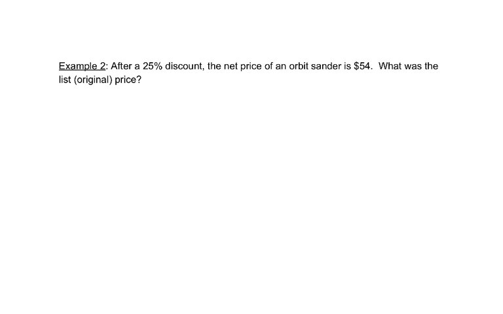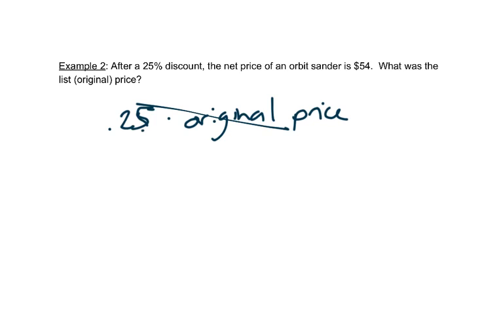After a 25% discount, the net price is $54. What was the original price? So here's a little bit of an issue because we can't take 0.25 times the original price and then subtract from the original price because we don't know what the original price is. So we need to look at this a different way. And this is why I talked about the other way of doing the other problem.